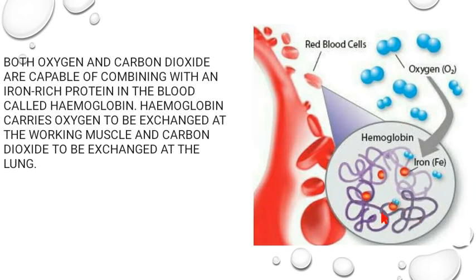Now this hemoglobin has the capability to combine with both oxygen as well as carbon dioxide. So oxygen combined with hemoglobin is transported by the red blood cells to all parts of the body, whereas carbon dioxide from all the cells and tissues, from respiring cells and tissues, is absorbed by hemoglobin and transported to the lungs, where it is exchanged and removed out from the body.